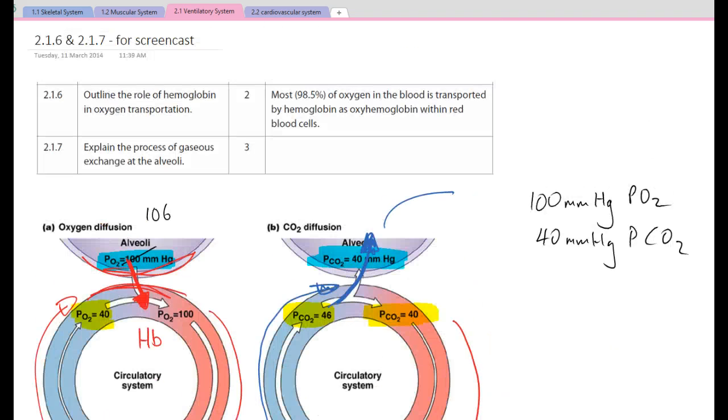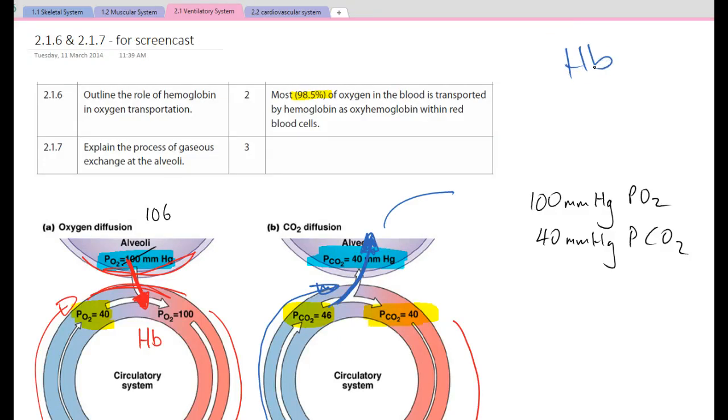Next on the list to look at is 2.1.6, outline the role of haemoglobin in oxygen transportation. Now, looking at the teacher's notes here, it indicates that most, being 98.5% of oxygen in the blood is transported by haemoglobin as oxyhemoglobin within red blood cells.